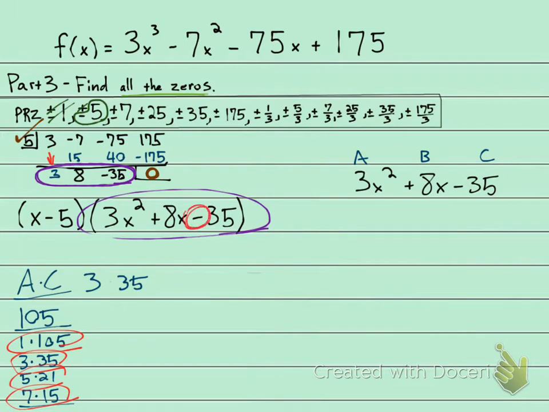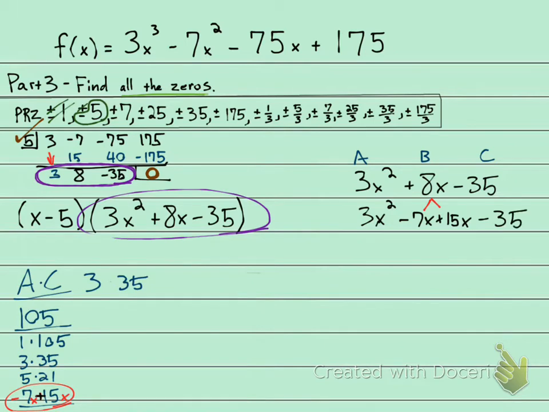So, which of these pairs is going to subtract to give me 8? All right. And that's going to be 7 and 15. Okay, so this positive 8x here, we can get that by saying minus 7x plus 15x. Okay, and that's what we're going to do. So this is minus 7x plus 15x. So we split up our 8x, drop down the first term, and drop down the last term.